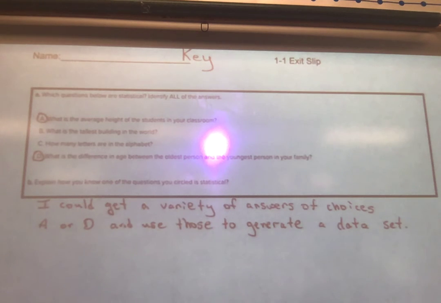They are statistical. And in question B, when it says explain how you know one of the questions is statistical, we've talked about that already. I just put it down here, make sure you get it written, because I could get a variety of answers from choices A and D. And I could use those to generate a data set, and I could graph them or do different things with that data once I have it. Okay, so question A and D are the correct answers, and make sure you have those written down, and we'll talk a little bit more now about it if you have questions about that.